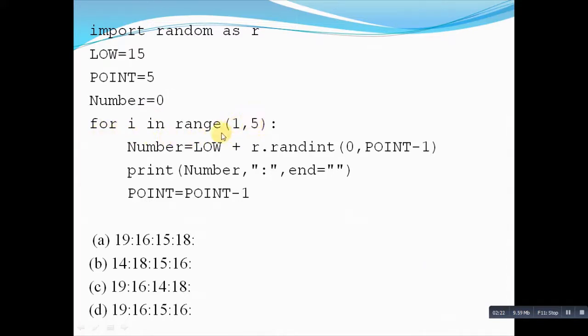It is not actually 1 to 5, it will be 1 to 4 in fact, because if it is written 5 then it will be executed up to 4. You know that a for loop always executes from the given starting point, so in this case it is 1 up to n minus 1. Inside the loop it is written num equal to low plus R dot randint, and randint is generating numbers from 0 comma point minus 1, and then print number, then colon, and then end.